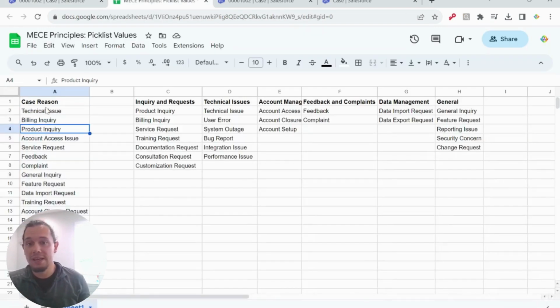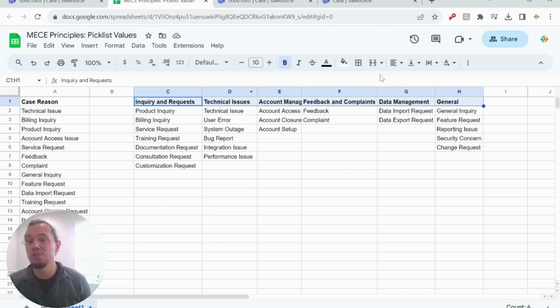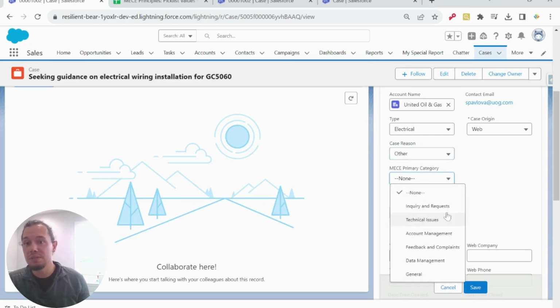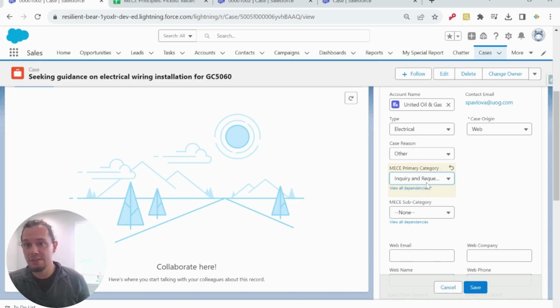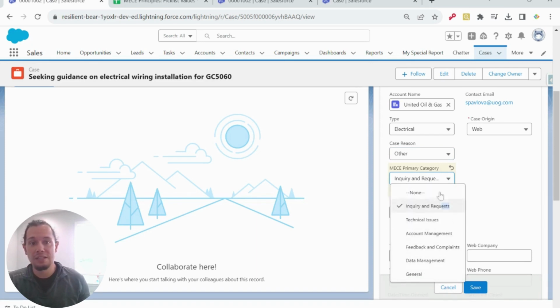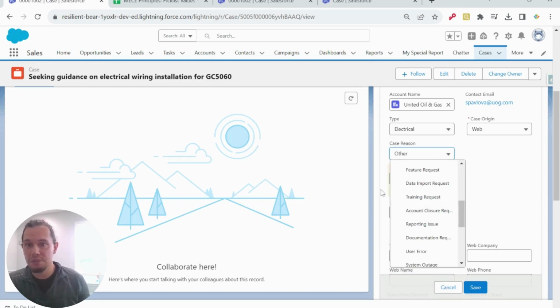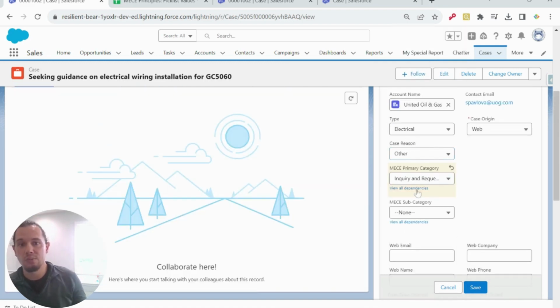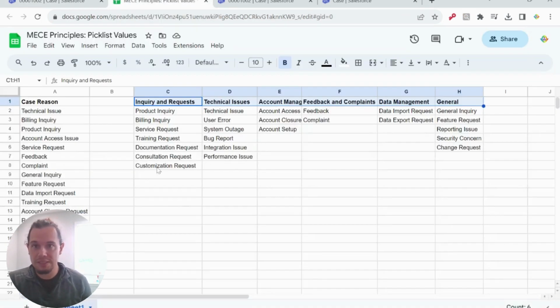Then we are going to create categories. And through this categorization, we're going to start moving these values underneath these categories. Yep, we are going to create picklists and dependent picklists. That's basically what it is, but it's going to be very clear and concise. There's going to be no repeat of the dependent picklist values under any of the other categories. So product inquiry, billing inquiry, these are only under inquiry and requests. They're not going to fall under any of these other ones. And by doing that, we create a streamlined process that becomes easier for the user to select.